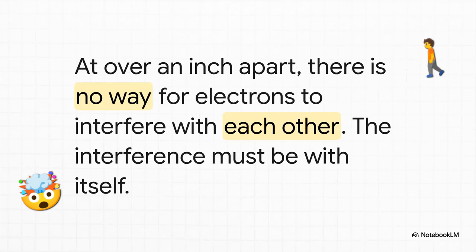So if they're that far apart, we're talking over 1 inch, there's no way they're bumping into each other or interacting in any way that could create an interference pattern. So that whole idea that maybe the electrons are interfering with each other? Nope, that's off the table. It's just not possible. The interference has to be coming from somewhere else.